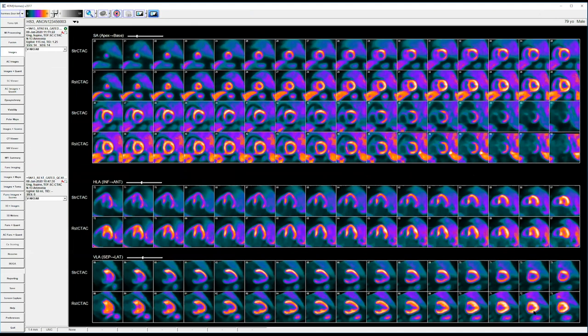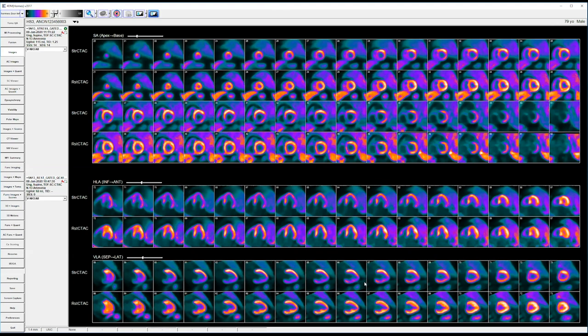Hi, Aldo. Great. So we can see in the stress images, there is at least a moderate to severe intensity inferoseptal defect extending all the way to the mid and basal wall. We can see in the vertical long axis views the inferior wall reversible defect that corrects in the rest images.